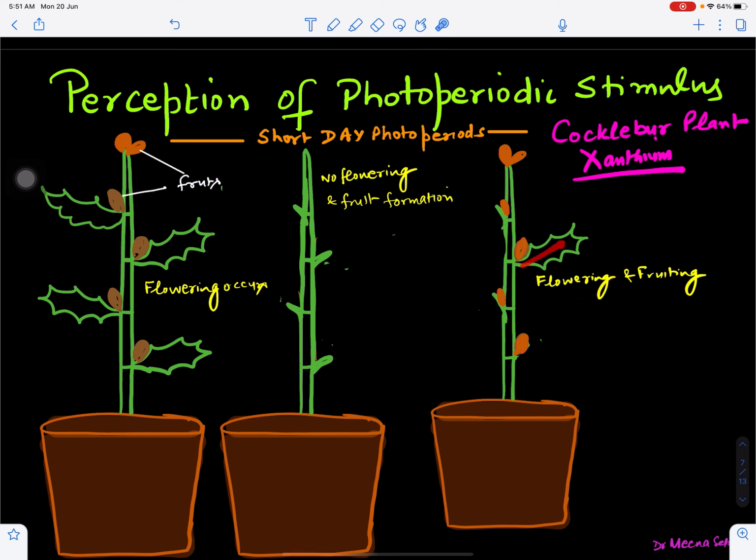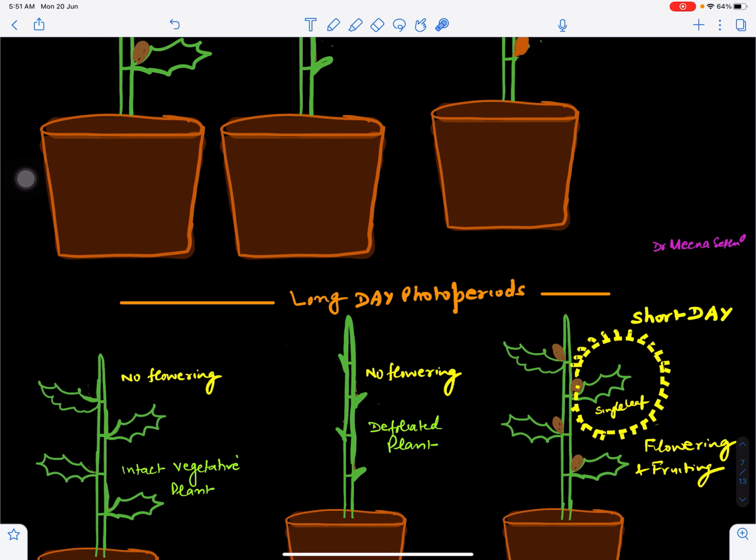That means the flowering stimulus is being translocated to other parts of the plant. So this is resulting in flowering and fruiting. That means the flowering stimulus can travel from one place to another place. And this experiment also proved that the leaf is responsible for perceiving the photoperiodic stimulus. So the leaf is the organ.